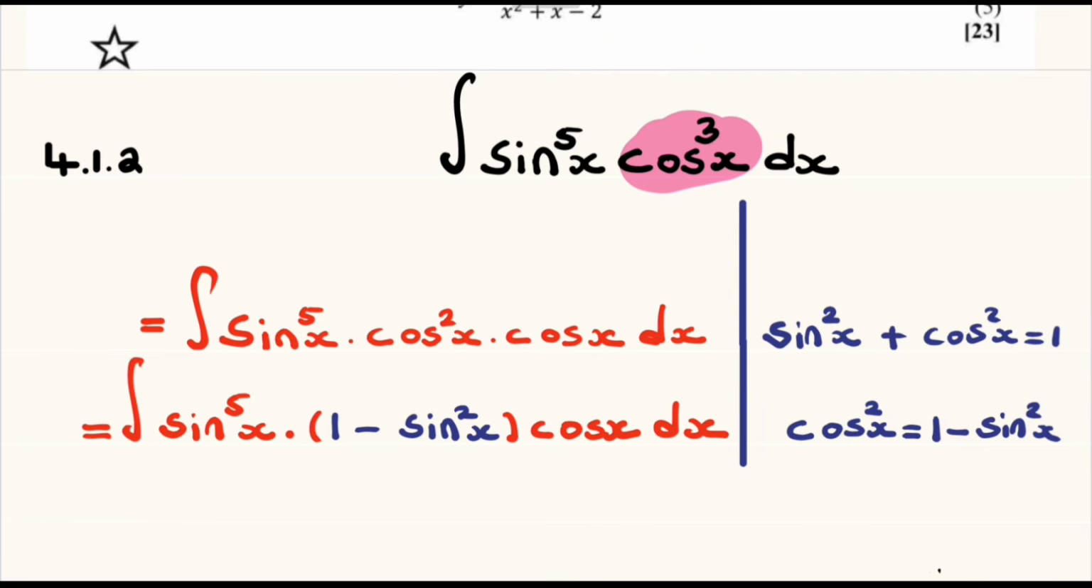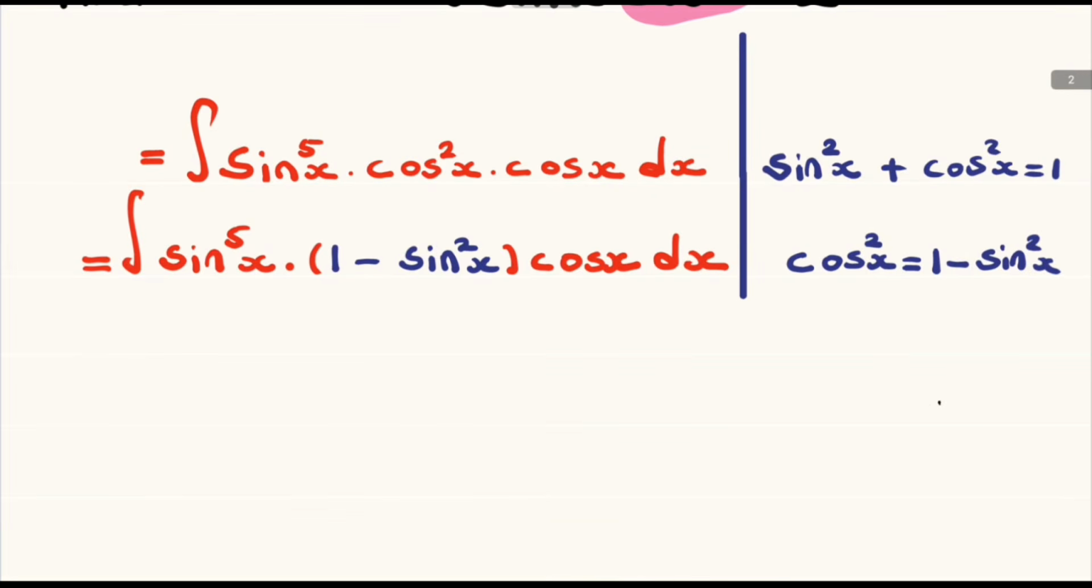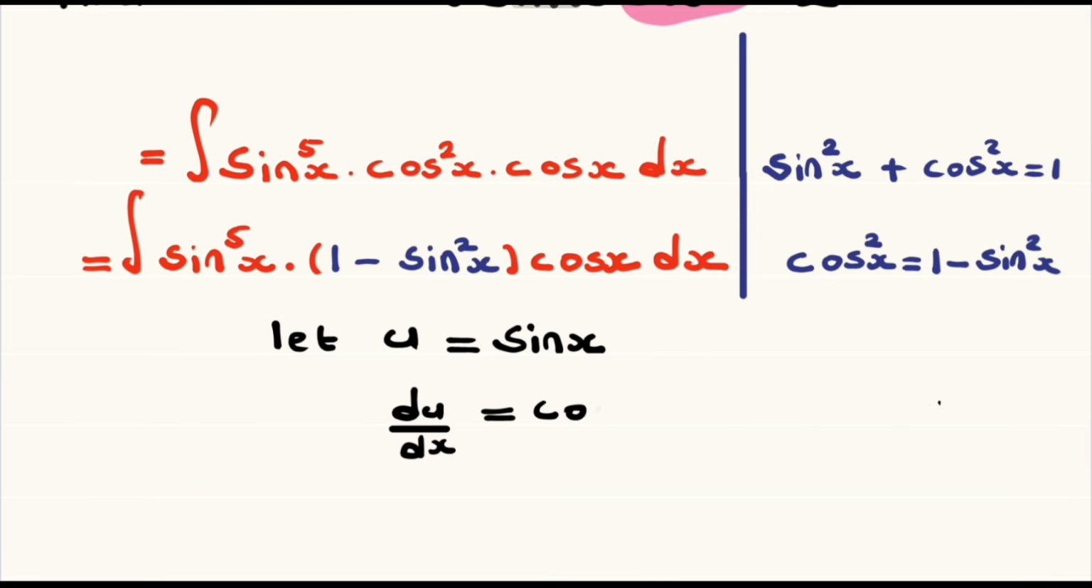dx. So from here, we are going to let u be equal to sine x, and the derivative of u with respect to x will be equal to the derivative of sine x, which is cos x.